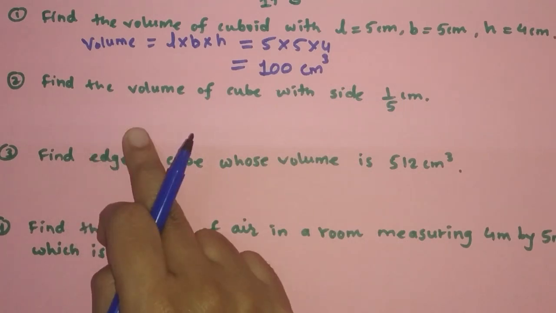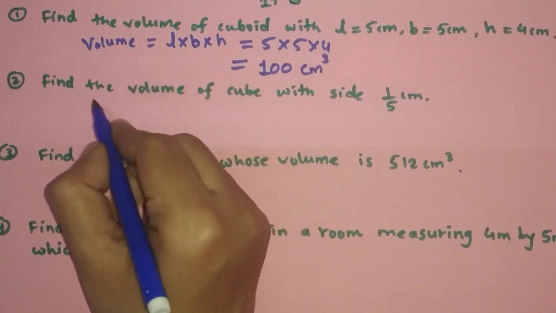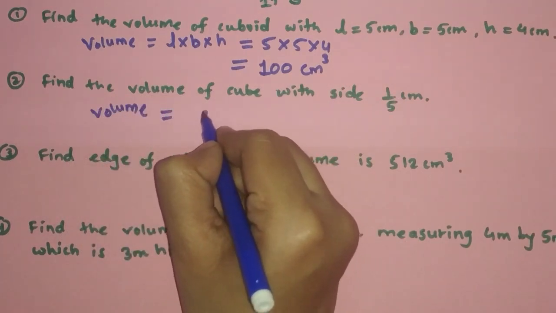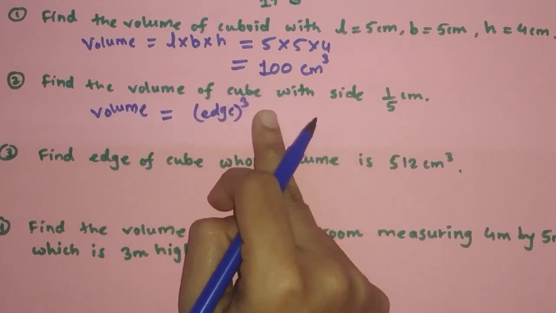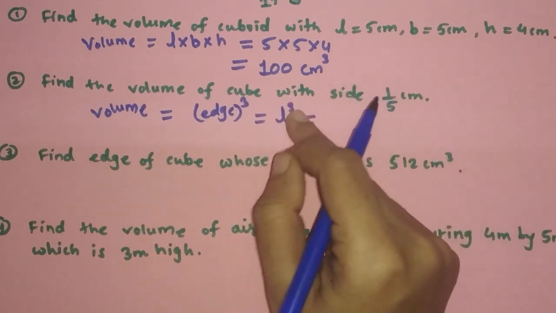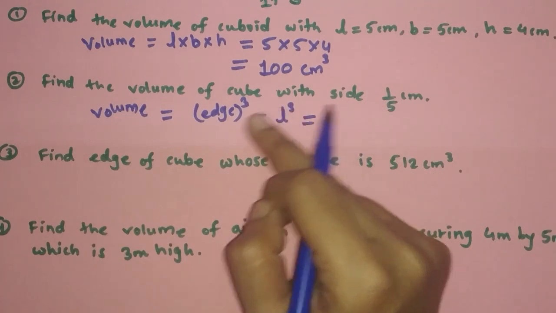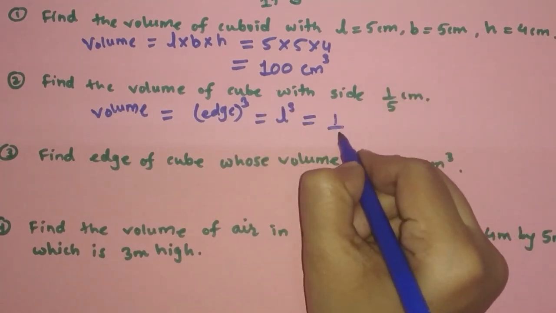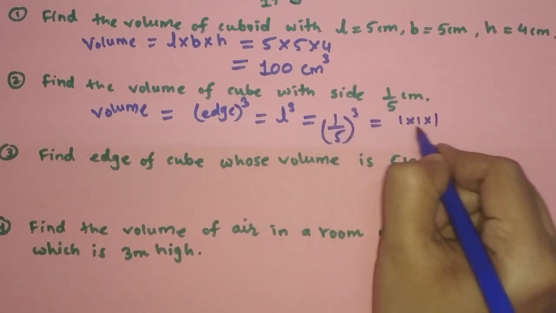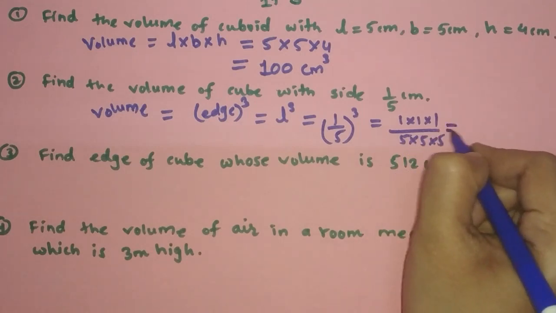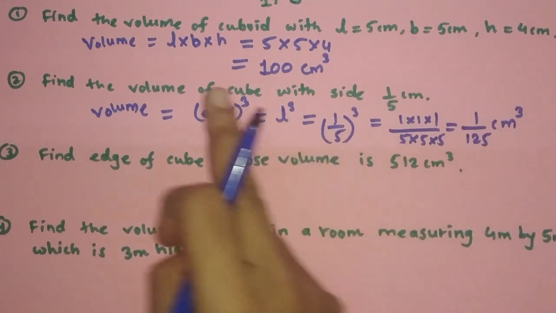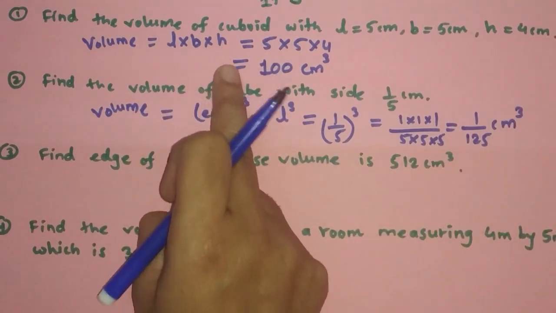Now the next question: find the volume of a cube. Here it is, friends, a cube is given. The volume of a cube is the edge thrice, edge cube, or side cube, or you can say L cube. How did we get this L cube? By multiplying the area with its height. Here 1 by 5 is given. So 1 by 5 means 1 multiplied by 1 multiplied by 1 and 5 multiplied by 5 multiplied by 5. So we'll get 1 upon 125 cm cube. This is the volume of a cube; the earlier one was the volume of a cuboid.